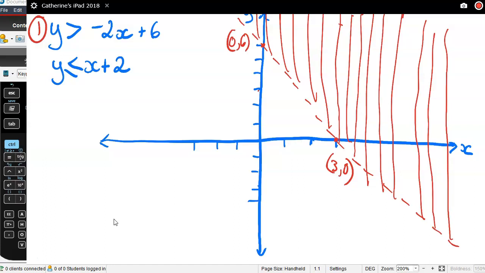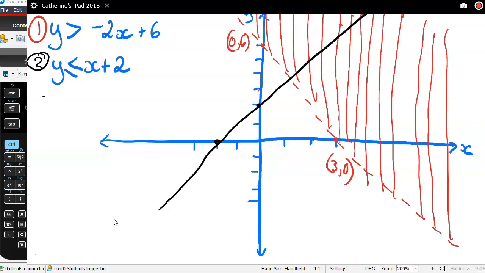Okay, so we've got equation 2. y is less than or equal to x plus 2. So my y-intercept's at 2, and my x-intercept is at -2. And then that's a solid line because we include the line. That's a possible answer. Okay, so y is less than or equal to x plus 2.